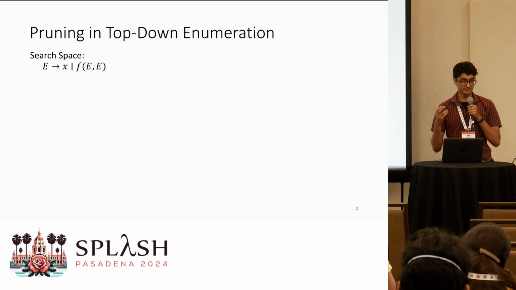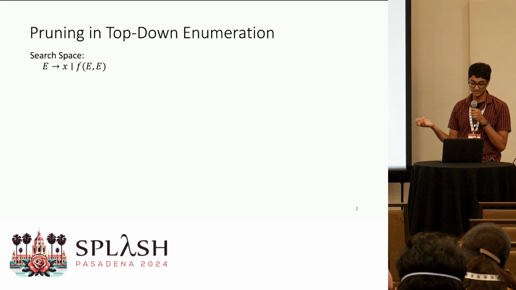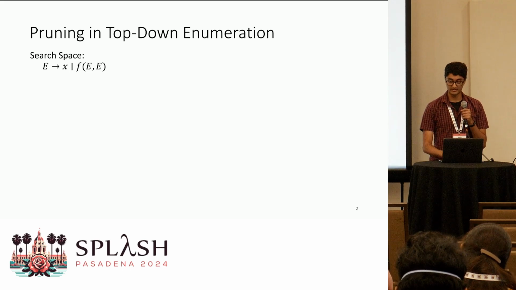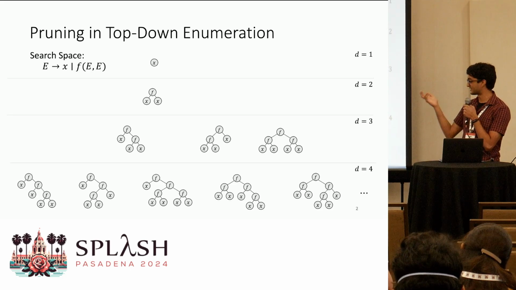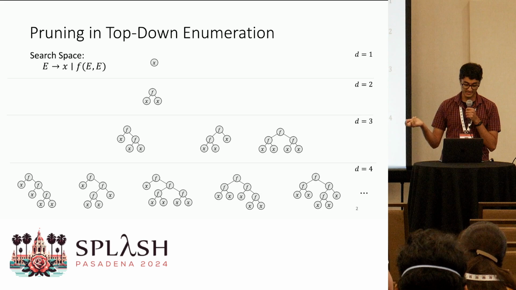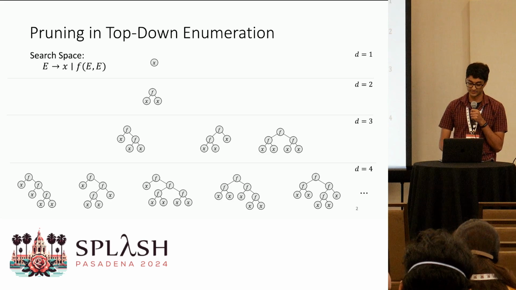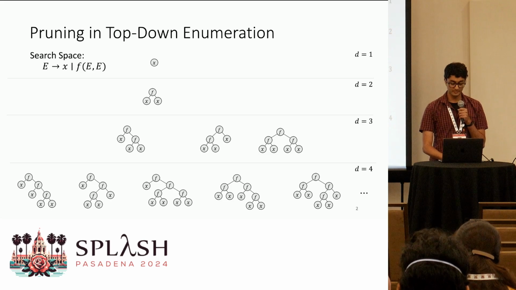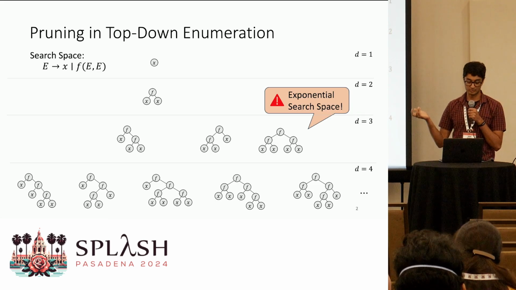So a very simple but effective strategy for synthesis is that of top-down enumeration. The idea is that you would enumerate programs in increasing size of, let's say, the size of the abstract syntax tree until you find a program that satisfies your behavioral specification. The problem is such an algorithm, when done naively, leads to an exponential blow-up.